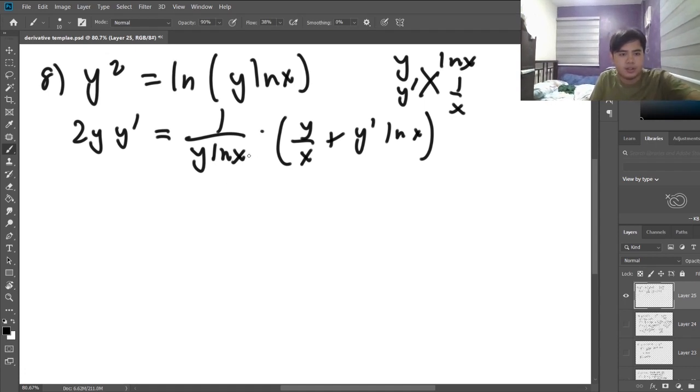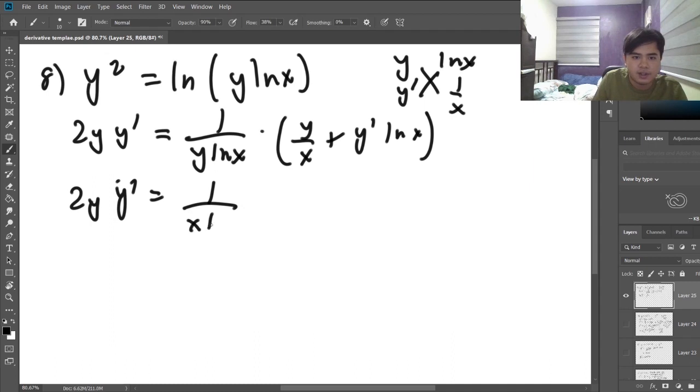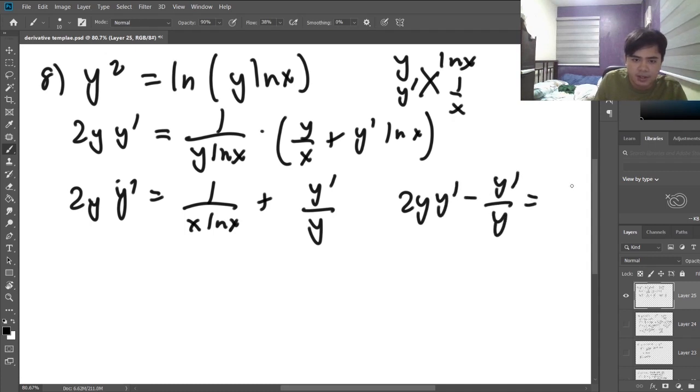Before we do that, let's just try to simplify this first. Actually, I can find a simplification here. 2y y prime is equal to, the y and y cancel each other out, so it's 1 over x ln x plus, the ln x cancel each other out, so it's y prime over y. So we transfer it to the other side, so we get 2y y prime minus y prime over y is equal to 1 over x ln x.